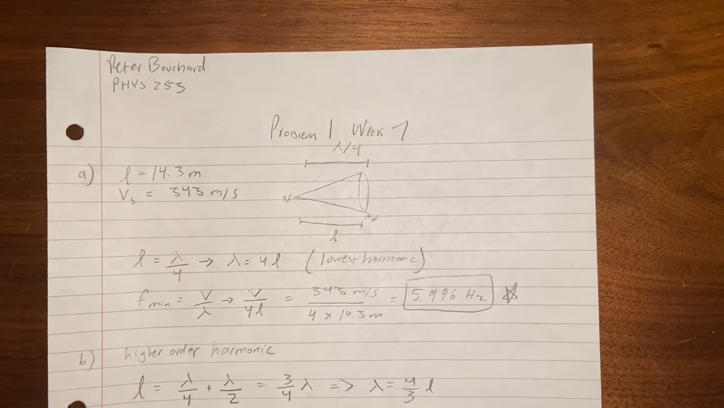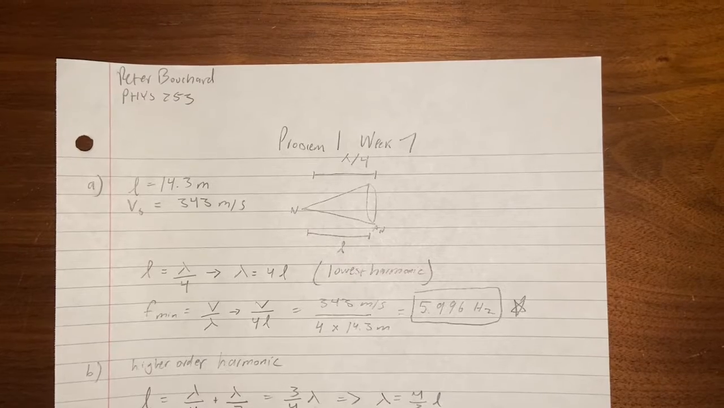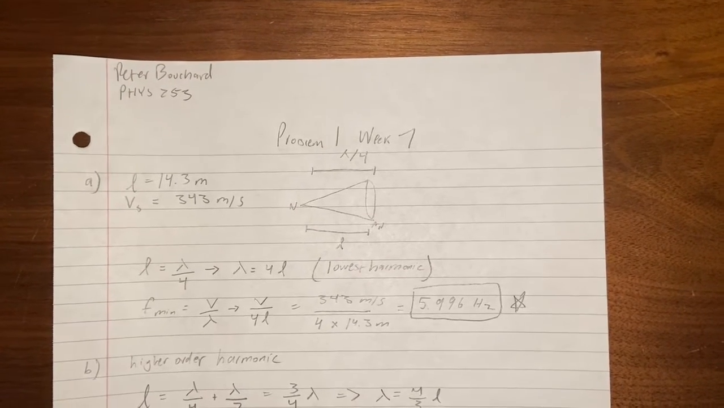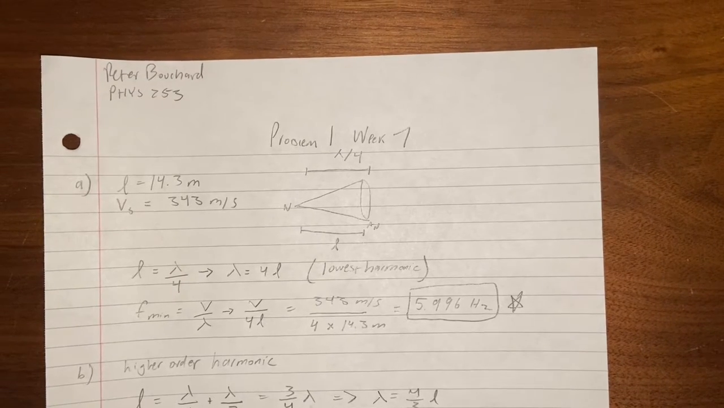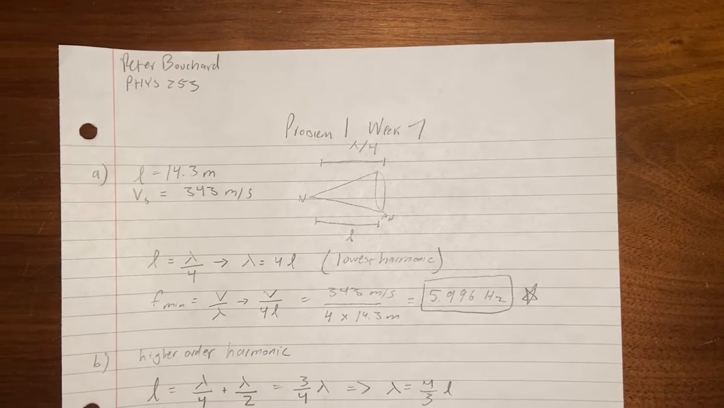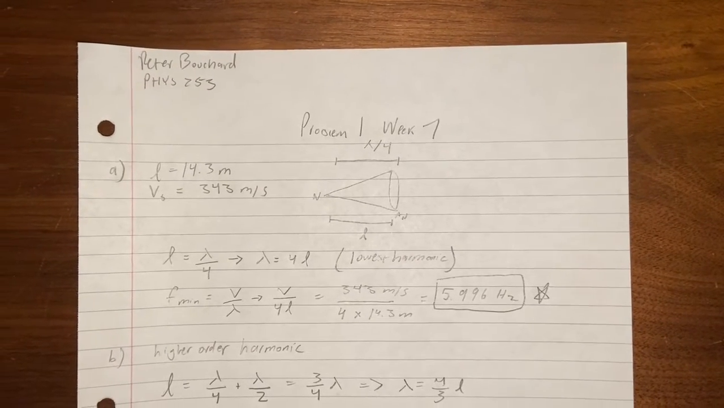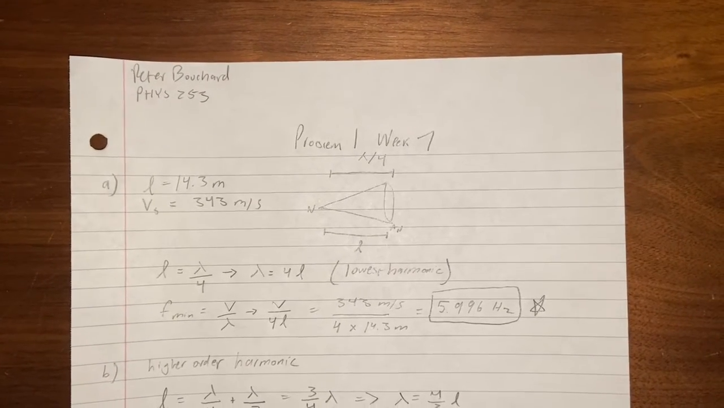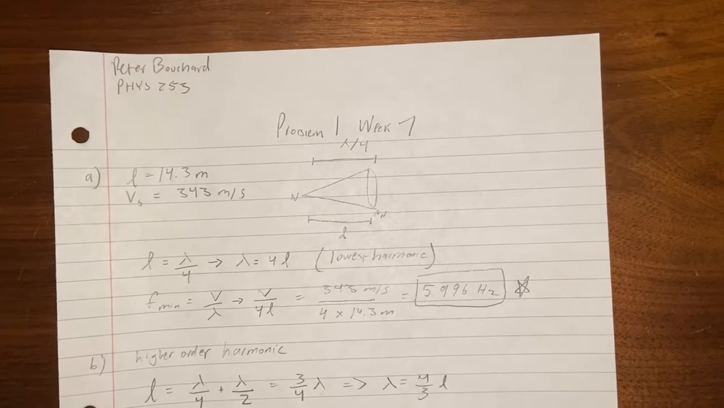Alright, so welcome to my week 7 problem 1 video explainer. In this problem we are dealing with a prankster who uses a subwoofer to excite the harmonics of a 14.3 meter long hallway, and it's important to note that it is open on one end and closed on the other, and we are taking the velocity of sound in air to be 343 meters per second.